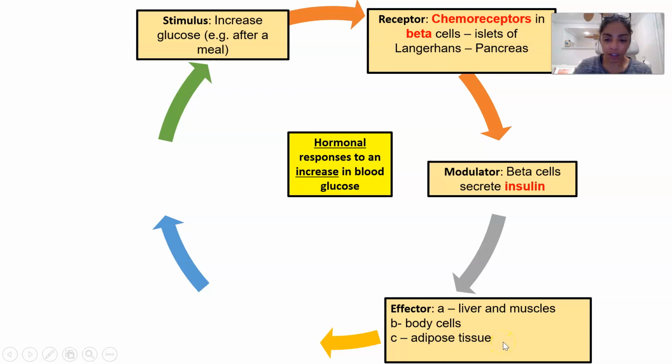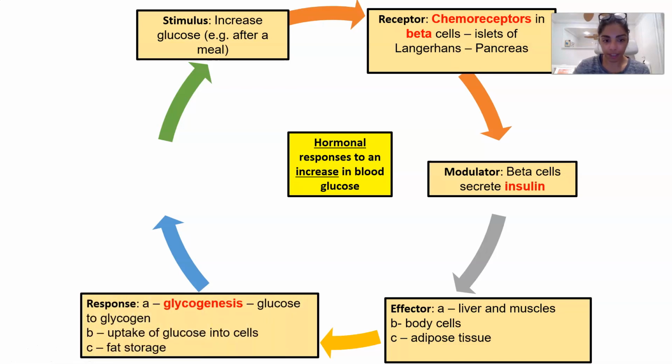But what you need to understand is chiefly, so I'll put that as A, the liver and skeletal muscles are stimulated by insulin, then body cells, and once these are all filled up, we then will use adipose as our storage. So insulin acts like a key to unlock the liver and skeletal muscles and body cells to take up excess glucose from the blood.